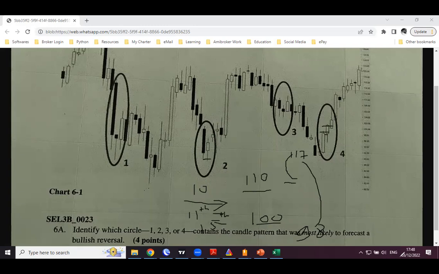So, a bull trap. It's a bearish engulfing. Can I say that?